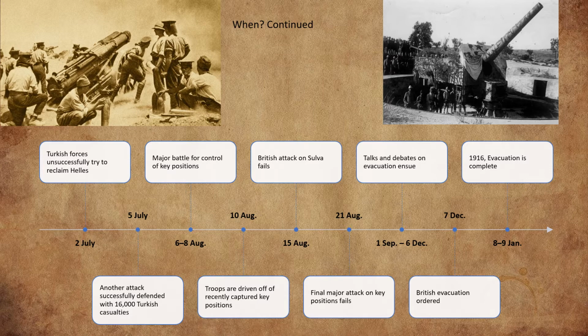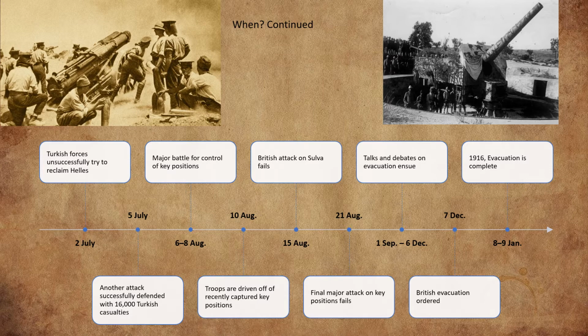On the 15th of August, the British attack on Silva fails. They face heavy casualties, and it's just another failure for the Allies. On the 21st of August, the final major attack on the key positions fails. This is seen as defeat is imminent. They are pretty much giving up at this point.